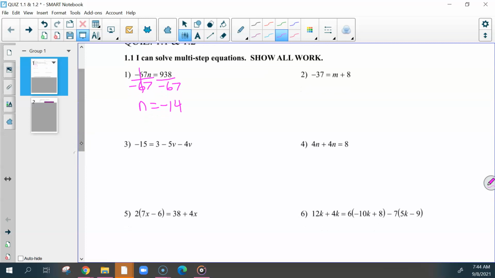Number 2, you needed to get m completely by itself, so get rid of 8 by subtracting it to the other side. The main issue I saw with this is maybe when you put this in your calculator, you forgot one of the negatives, so you ended up with a negative 29 instead of a negative 45, or you forgot the negative. But this is negative 37 minus 8, so negative 45 was the answer there. Questions on that one?